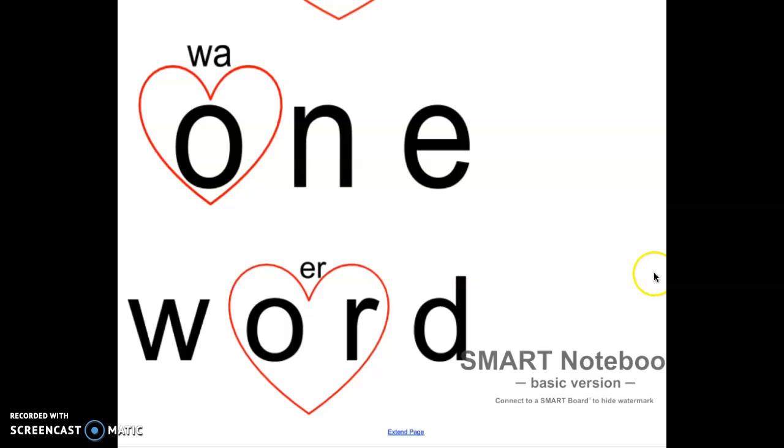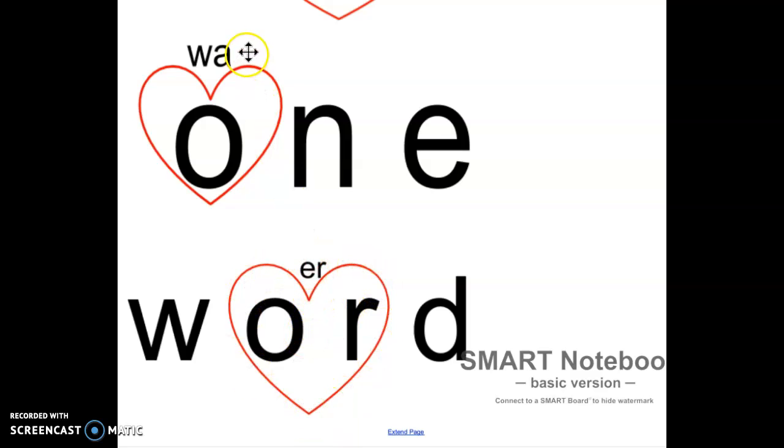Our next word is one. And since this doesn't have the O sound, since it says wa instead of O, the heart's around the O. And our last heart word is word. The OR should say or, but it says something different, so we heart around the OR.